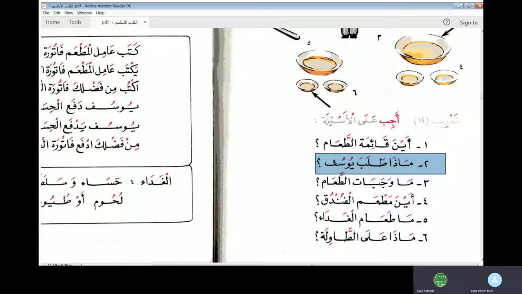Yusuf ordered salad and bread. What are the meals of food? The meals of the food are breakfast, lunch and dinner.